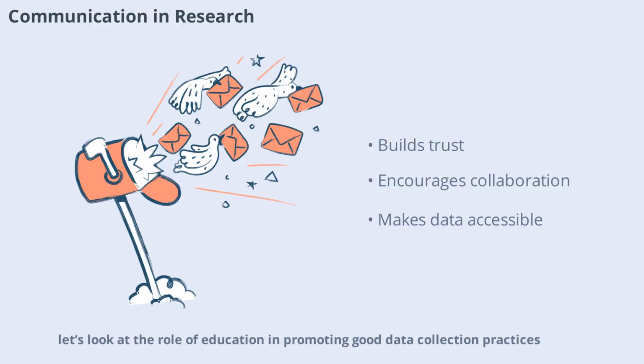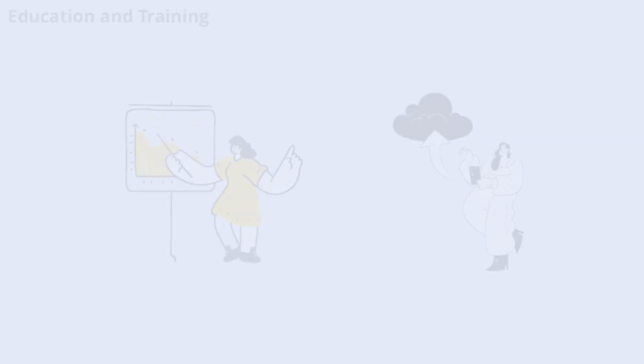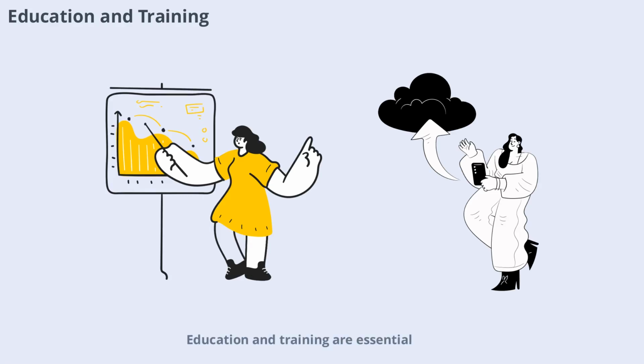Now, let's look at the role of education in promoting good data collection practices. Education and training are essential for developing strong data collection skills. Universities, workshops, and online courses provide opportunities for researchers to learn about new techniques and technologies. Ongoing training ensures that scientists can adapt to changing methods and maintain high standards. By investing in education, the scientific community supports the next generation of researchers and promotes excellence in data collection.